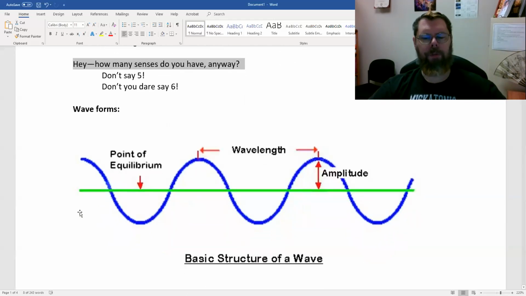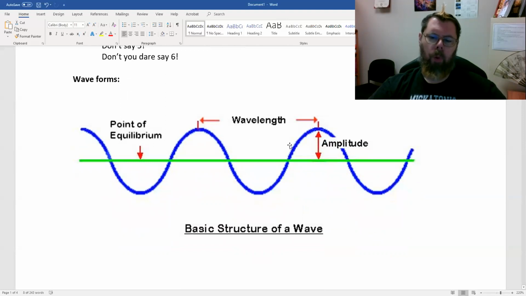All right. Waveforms. To talk about senses, we have to understand waveforms, at least at this most basic level. You can even ignore the equilibrium point. Waveforms, for our purposes, have 2 characteristics. They have amplitude or magnitude or intensity, and that is the distance from the 0 line to the top, or to the bottom. That would be negative amplitude.